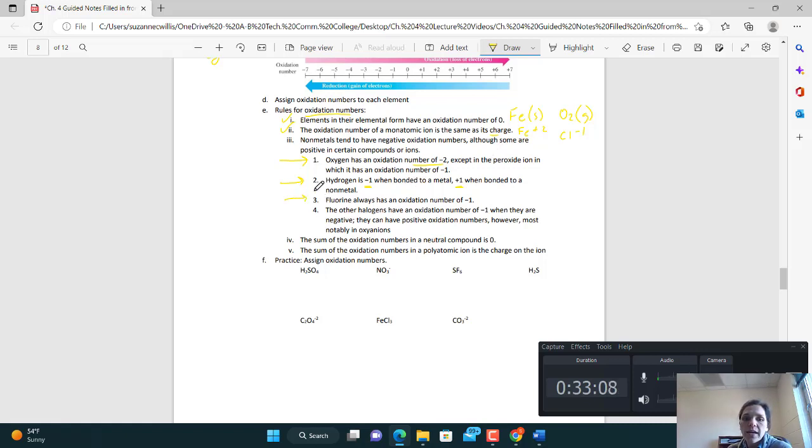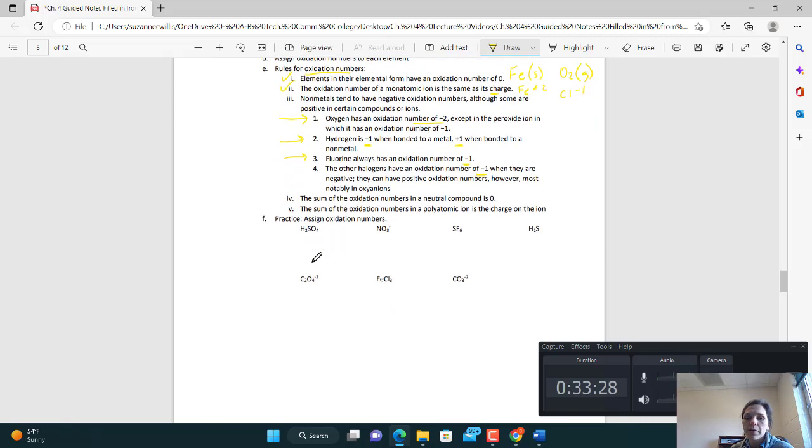Fluorine is always -1, so he's helpful. The other halogens, meaning other group 7, so chlorine, bromine, iodine, they like to be -1, but they don't have to be. So you don't always depend on them. And then the sum of the numbers has to equal the overall charge. So let's do a couple practices to make sense real quick.